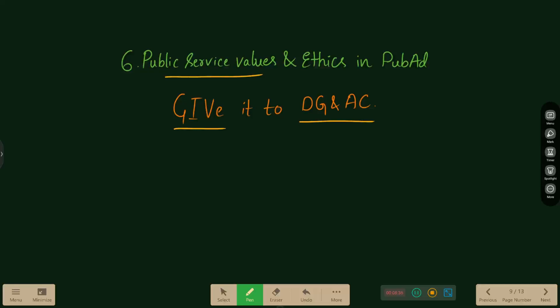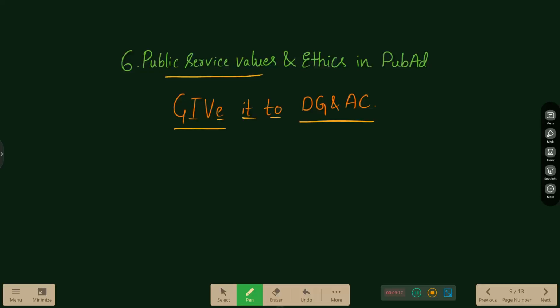I have said one thing in my earlier videos as well. Wherever I am using small letters like this, I have used them just to make a simple sentence or a word. You can consider it as an appendix, which is there in the body, but it has no function. Here, give it to DG and AC. Give information to Director General and Assistant Commissioner. In that way you can remember.